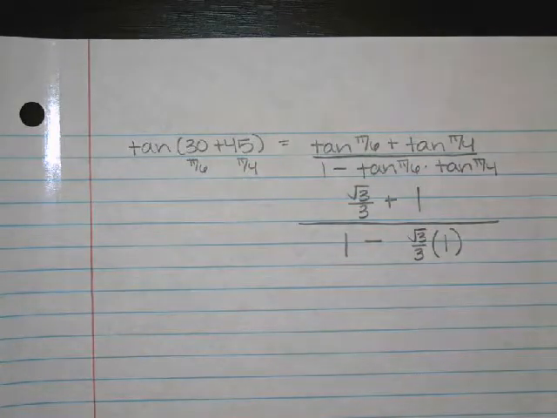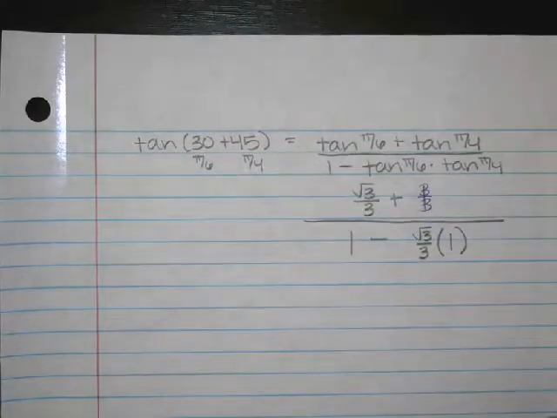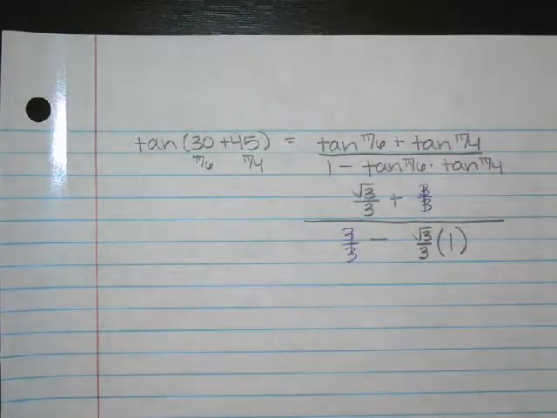And what would the common denominator be? 3. Okay, so I'm going to take this one and I'm going to make it a 3 over 3. And I'm going to take this one and make that one a 3 over 3. Do you see what I did there? Okay.